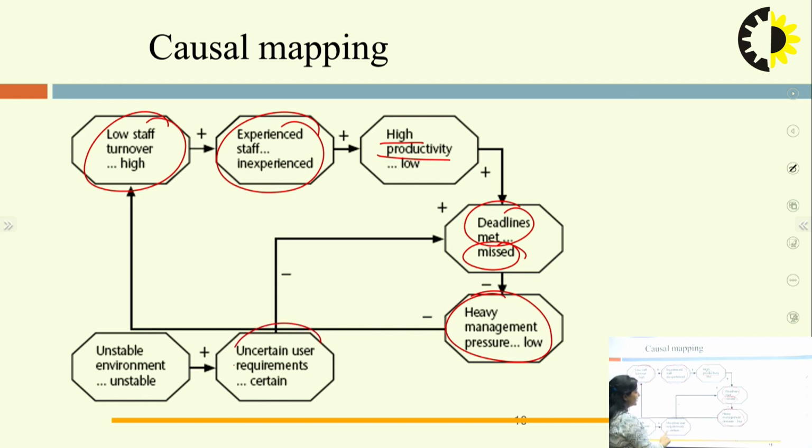Uncertain user requirements, this is again a negative point. So, we have mapped it to be the negative side. And the unstable environment, it is unstable in nature, so it will ultimately lead to uncertain user requirements. So, this is the positive link leading to the uncertain user requirements. This is how this causal mapping can be done. And all the points which have a negative impact, like heavy management pressure, deadline met or missed, all these negative points will be taken care of, so that this risk can be removed.